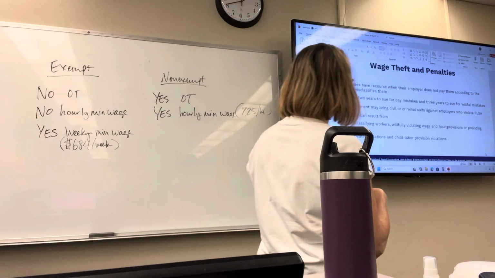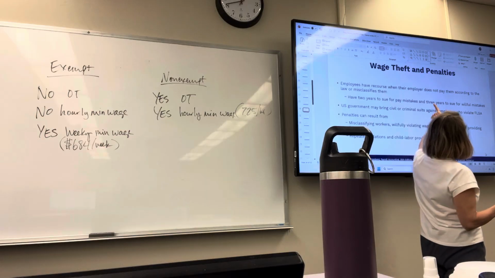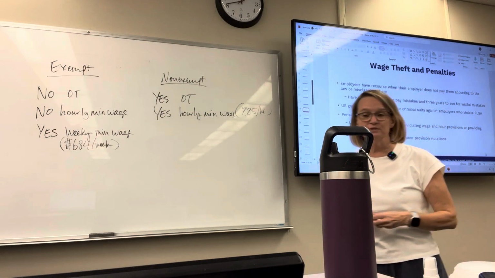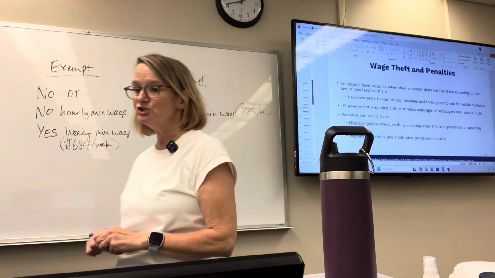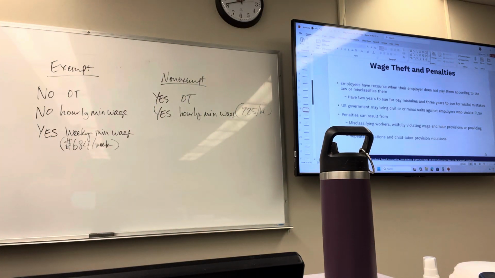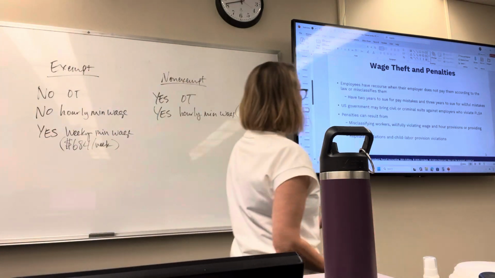There are 2 years to sue for any pay mistakes, 3 years to sue for willful mistakes. So there's a difference between whether it was intentional or not. And the U.S. government can bring criminal and civil charges as well against employers who violate the FLSA. So the employee has recourse and the government has recourse.